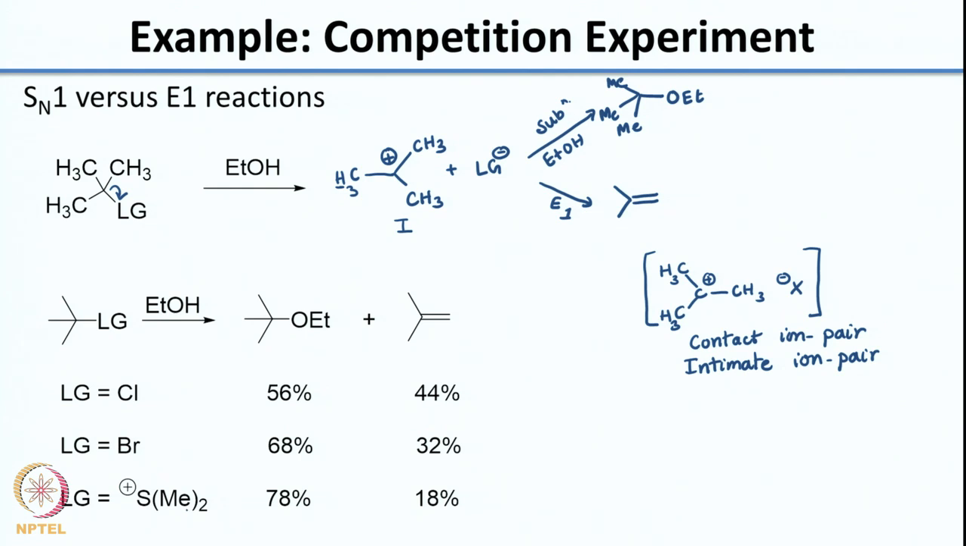Now, what happens in the third case? When your leaving group is charged, you generate a neutral species once you form the carbocation, unlike the other cases where you are generating a charged species. So, once you generate this neutral species, it does not have as much of an affinity for the carbocation as compared to the earlier cases. So, you do not form an intimate ion pair and you see a greater extent of substitution. So, a very simple competition experiment here was able to tell you what is the nature of the intermediate.